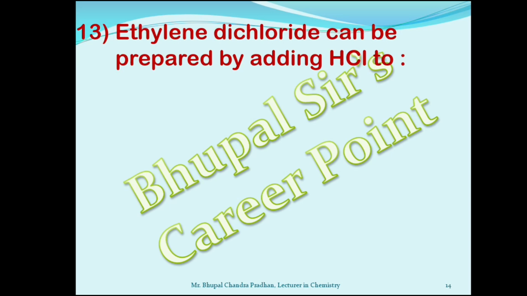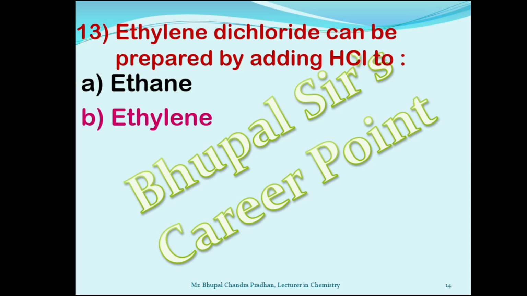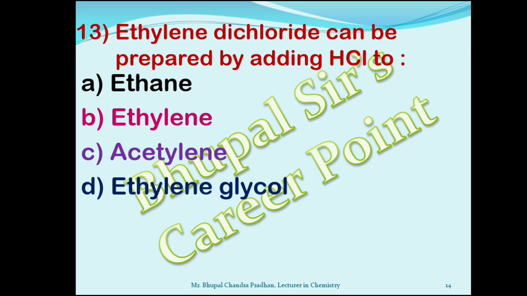Ethylene dichloride can be prepared by adding HCl to this. Option A, ethane. Option B, ethylene. Option C, acetylene. Option D, ethylene glycol.